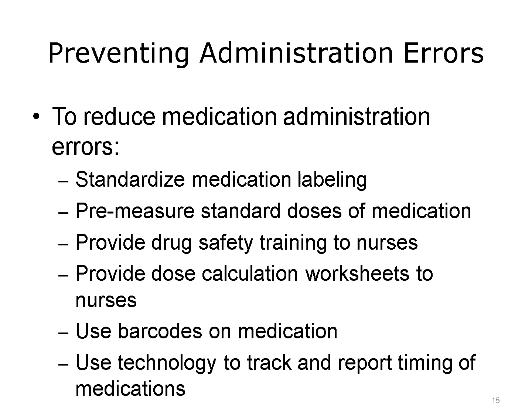Fortunately, researchers have found ways to decrease the medication administration errors that nurses face. Hospitals can standardize medication labeling and pre-measure standard doses of medication. They can provide training in drug safety for nurses. Some hospitals provide worksheets to help nurses calculate the correct doses of medication. To prevent interruptions, other hospitals have used signs or given nurses special vests to wear when they are administering medication. Technological solutions include using barcoding technology on medication and using a computer program to report when medications are given late.